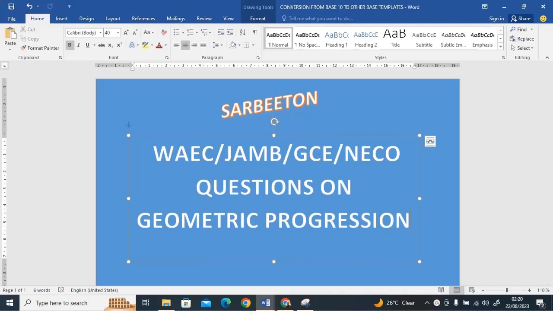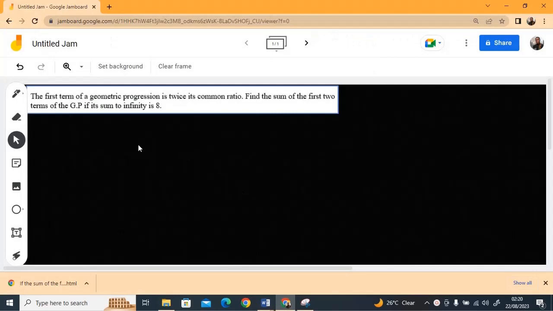Hello guys, I've gotten some questions from WAEC, JAMB and GCE, and I want us to solve them based on geometric progression. So you'll be able to know or have an understanding of what you will likely see in your JAMB, WAEC or NECO exam based on geometric progression. I will solve the questions one after the other, and I'll make sure I explain it so you'll be able to understand it.